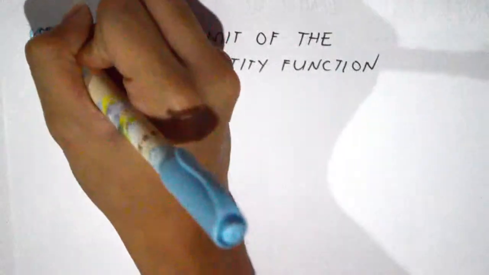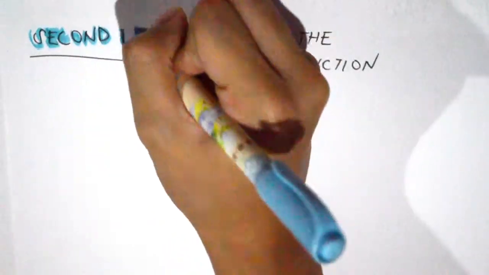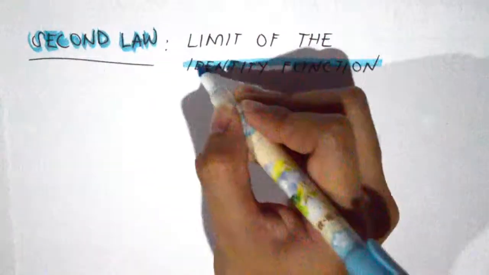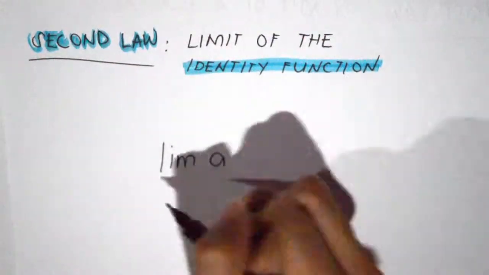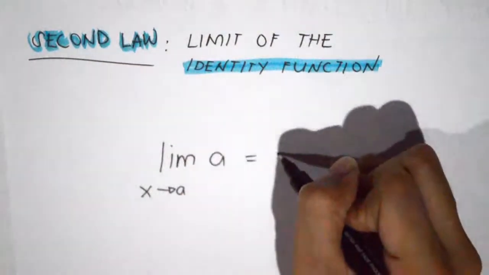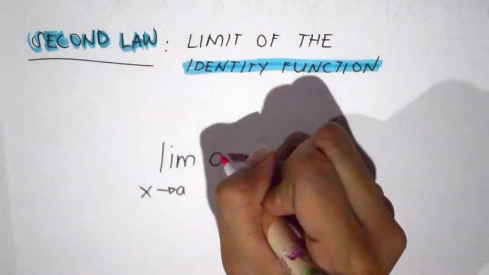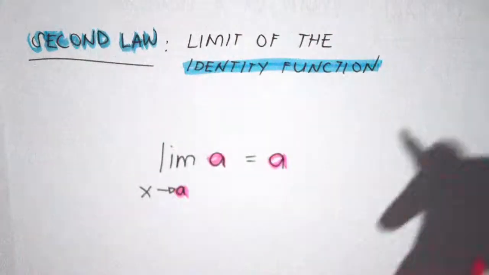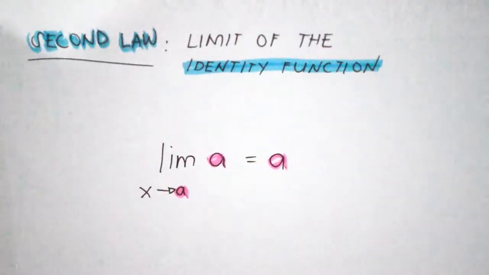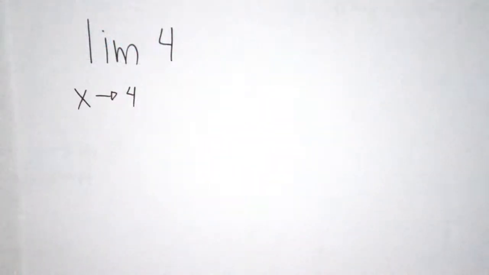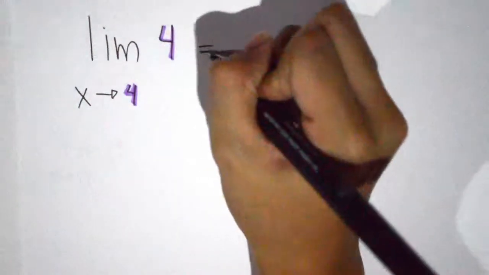Let's now move to the second law, the limit of the identity function. This is illustrated by the limit of a as x approaching a is equal to a. This is somehow similar to the first law, but the difference is that the values of the limit and the x approaching are the same. For example, the limit of 4 as x approaching 4 is equal to 4.